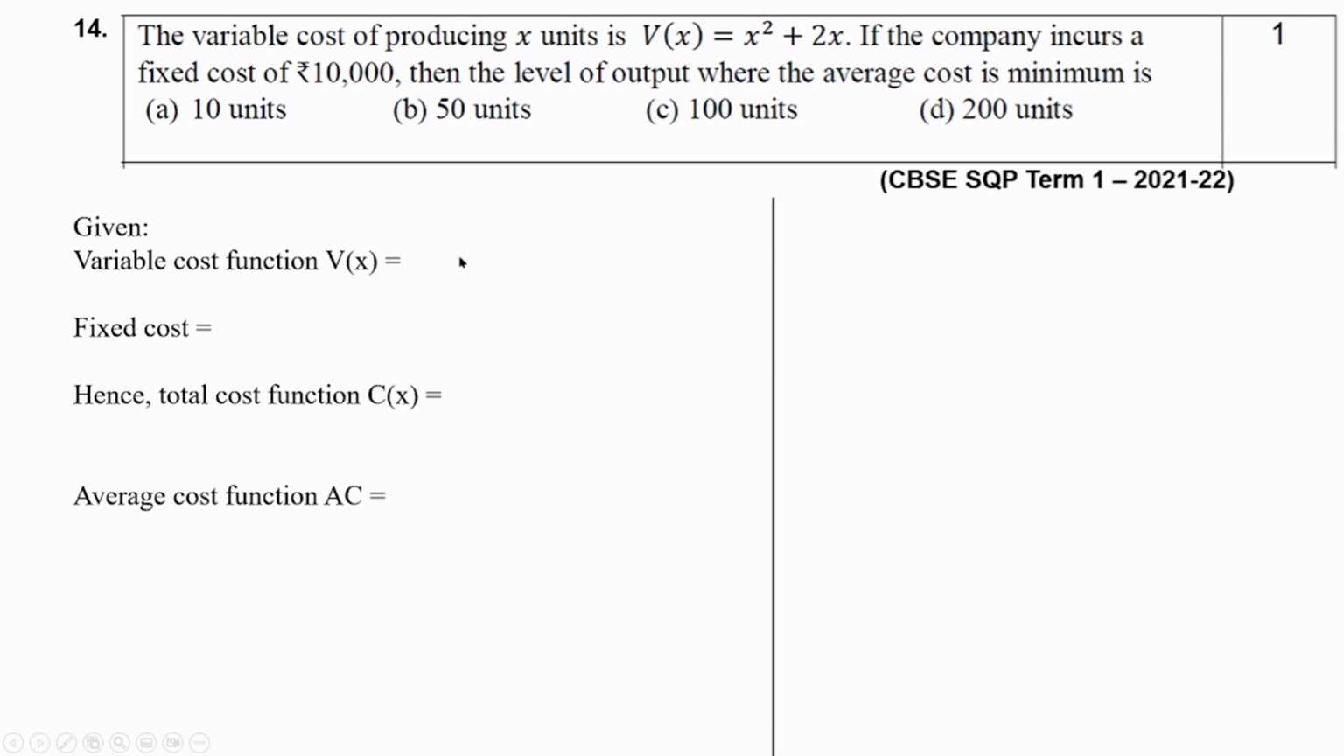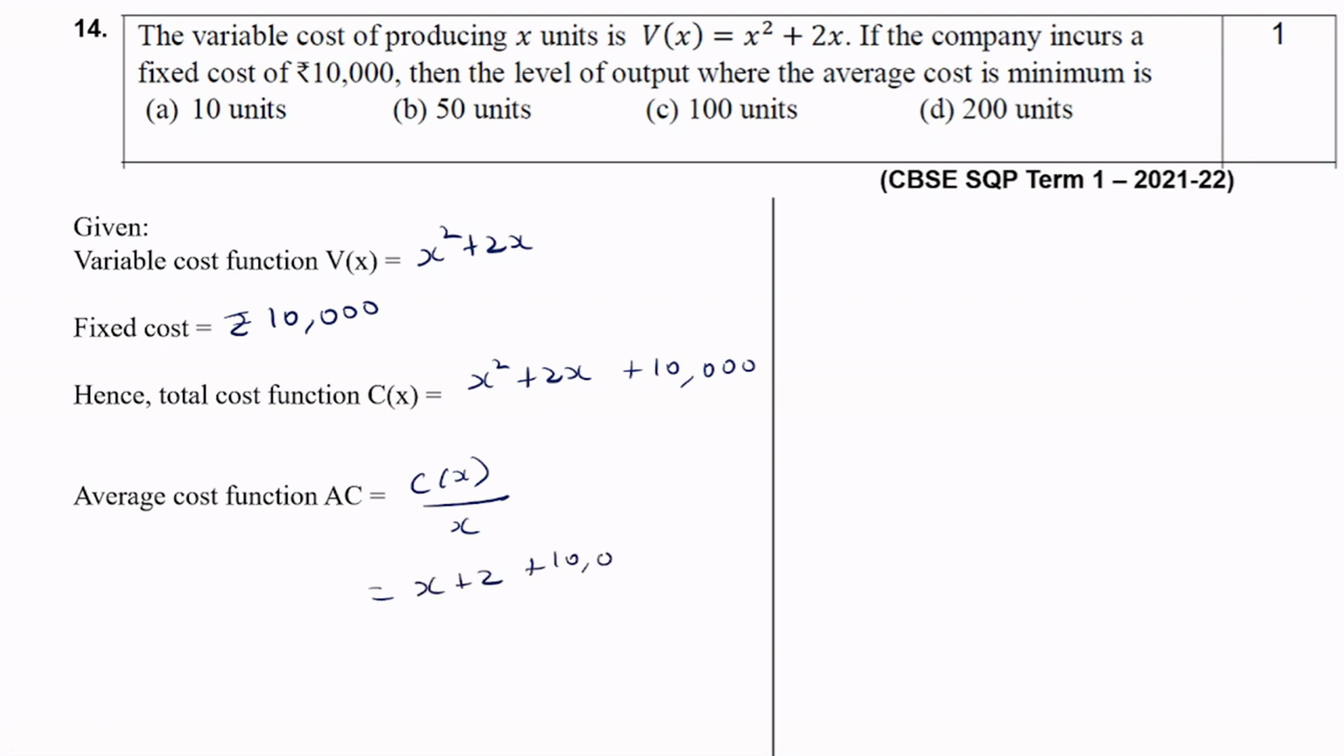Here the variable cost function is given as x square plus 2x and fixed cost is given as rupees 10,000. So the total cost function is the sum of the variable cost and the fixed cost. So it is x square plus 2x plus fixed cost, which is 10,000. Now we know what is average cost. Average cost is the total cost function divided by x. So we have to divide this entire thing by x. When we divide by x, we get x plus 2 plus 10,000 upon x.